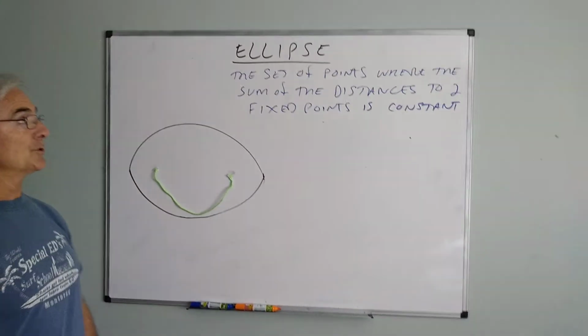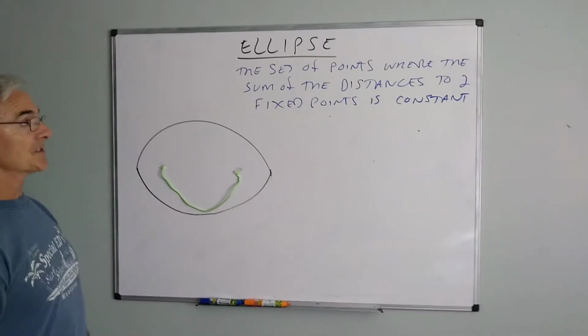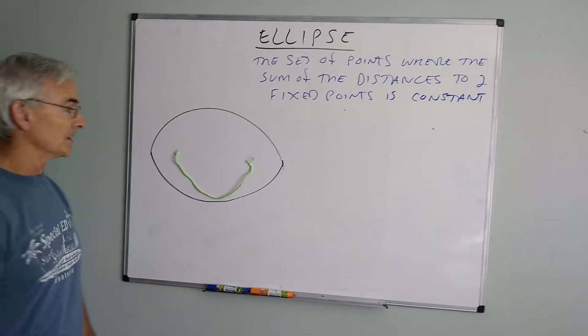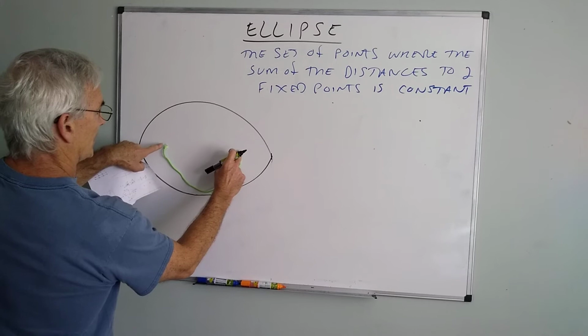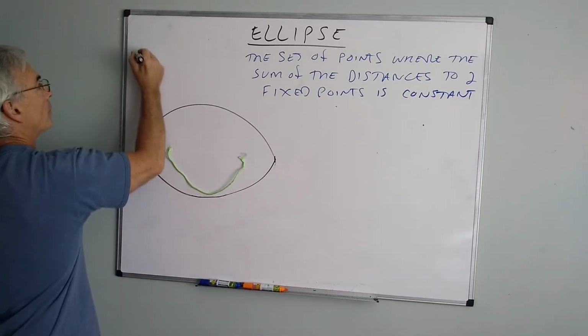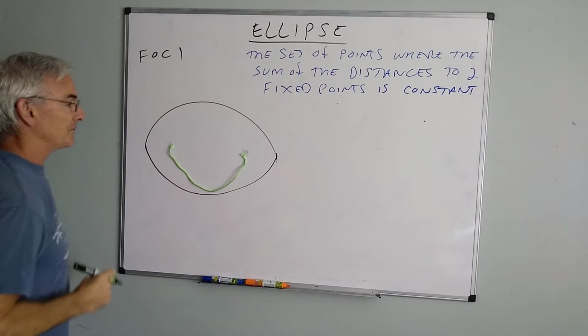Everyone, we want to introduce the ellipse. Now the ellipse is the set of points on a plane where the sum of the distances to two fixed points is constant. The two fixed points I'm going to illustrate right here, and I'm going to connect them with a string. Now these two fixed points are called the foci, which is the plural of focus.